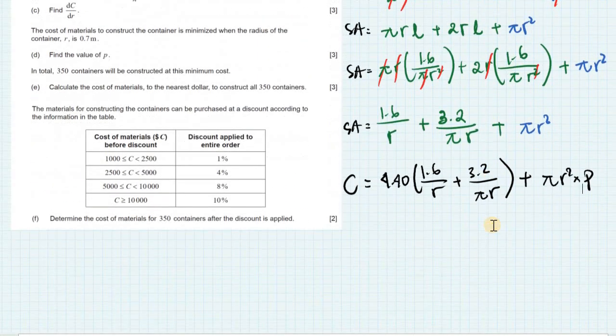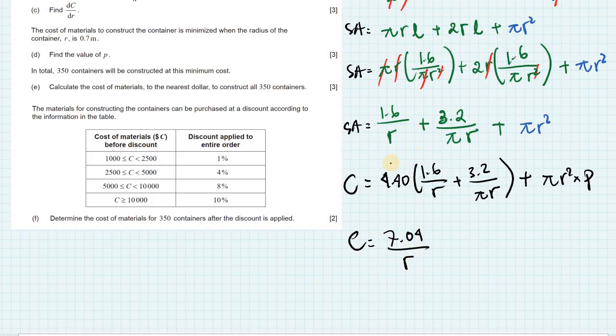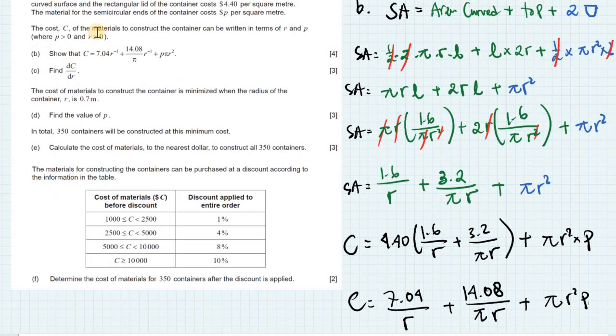We will have the cost is equal to, okay, 4.40 times 1.6 is 7.04 divided by r. 4.40 times 3.2 is plus 14.08 divided by pi r plus pi r squared p. Now let's check, is this the same as the question? Okay, not yet. We have to make the r to the power of negative 1.